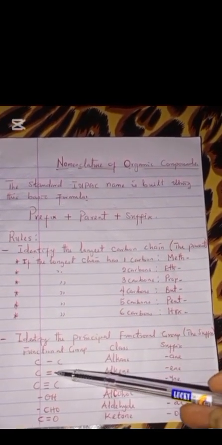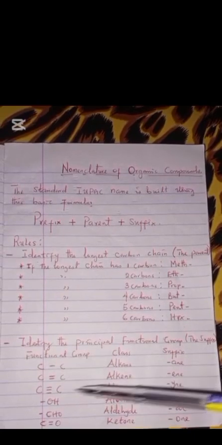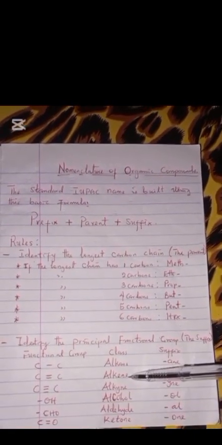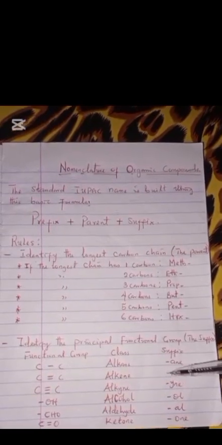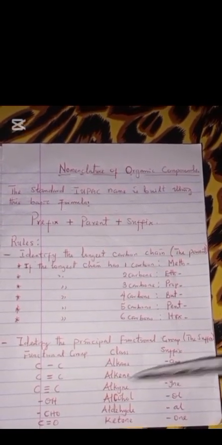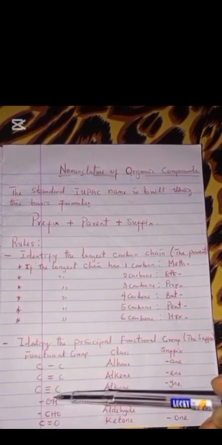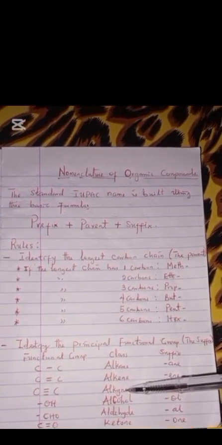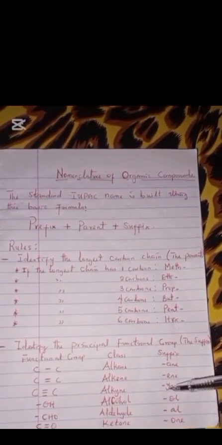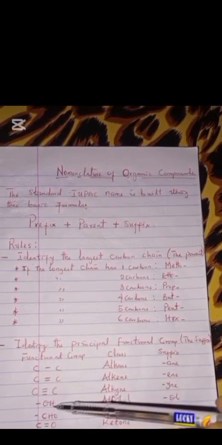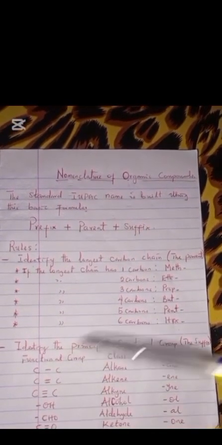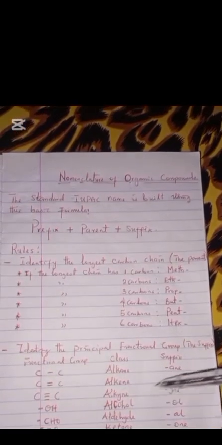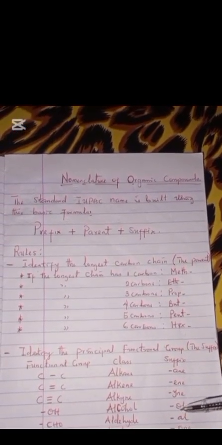If it is characterized by a double bond, like this, carbon double bond carbon, it belongs to the class alkene, and the name will end with ene. If it has triple bonds, it is in the class alkyne, and that ends with yne. If it has OH as the functional group, that is the alcohol, or better still, alkanol. Hence, it will end with ol.